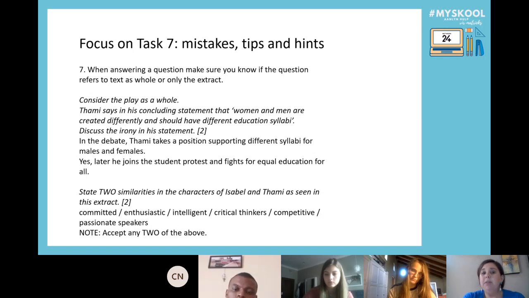But if you give that characteristic of Tommy, would it be correct? No, because they ask you specifically from this extract. So you have to differentiate between when they are asking you for the play as a whole and when they are asking you for only from the extract, the text.